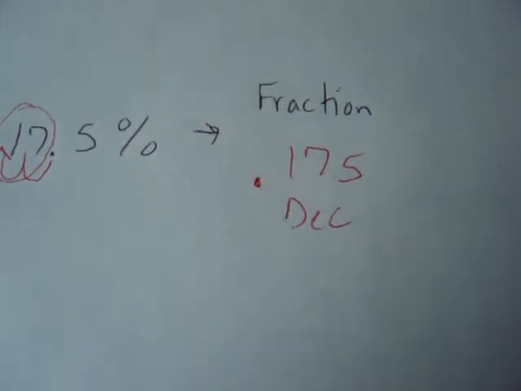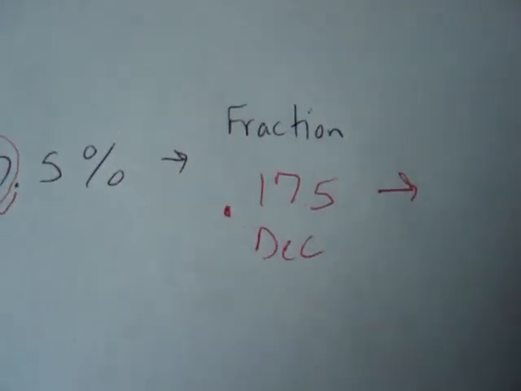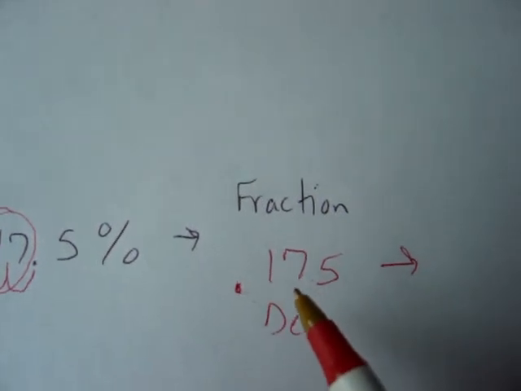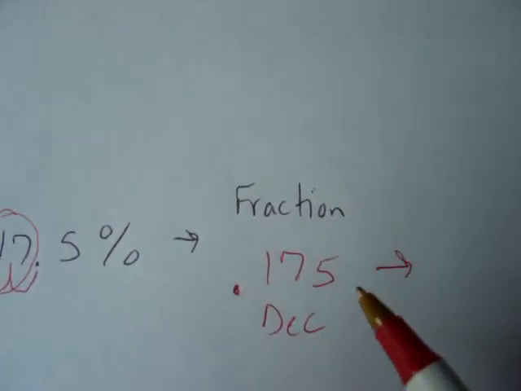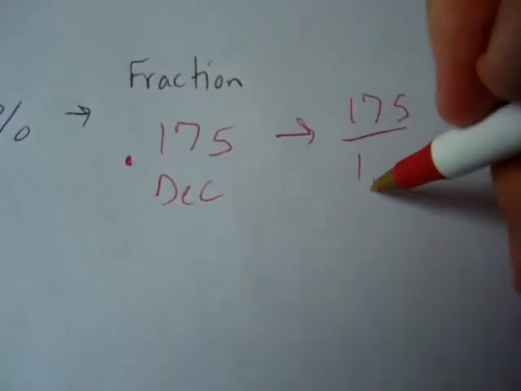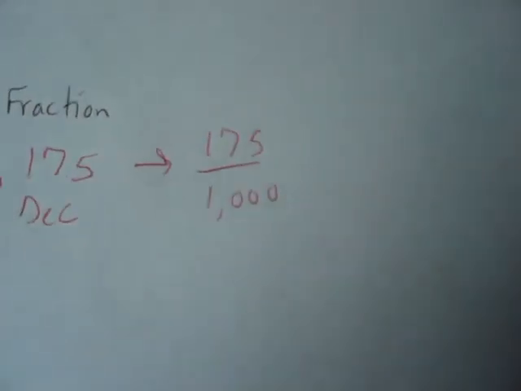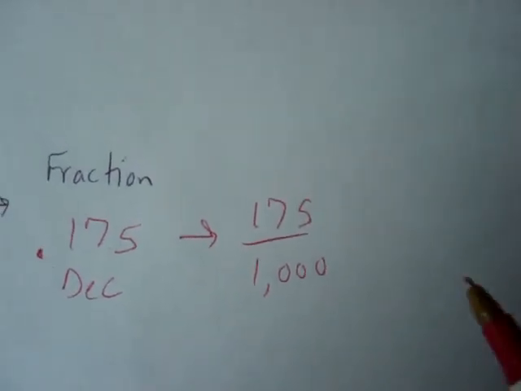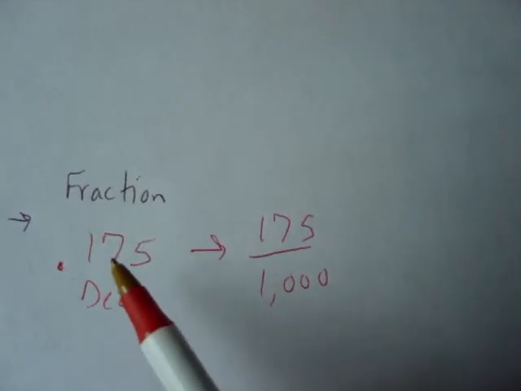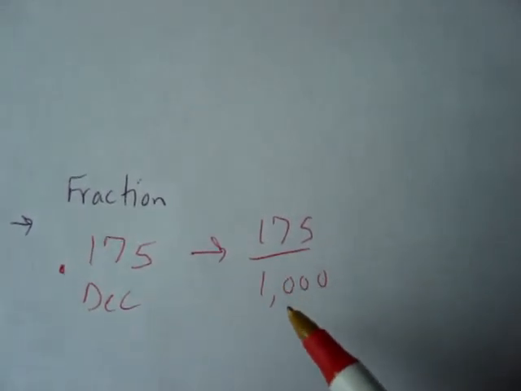And to make this into a fraction, you just be careful about how you read off the decimal places. The 1's in the tenths place, the 7's in the hundredths, and the 5 is in the thousandths. So this is 175 thousandths. Can you simplify that? I'm sure you can, but for now I just want to show you how you write it as a fraction. This is 175 thousandths.